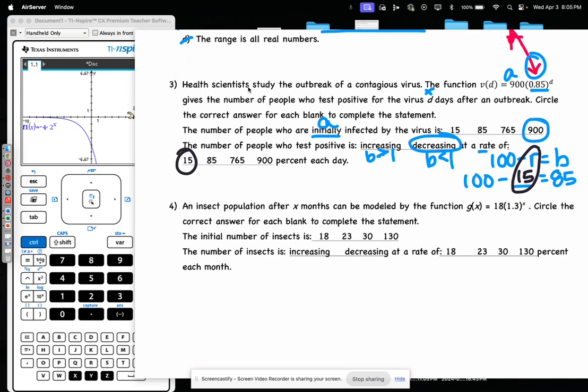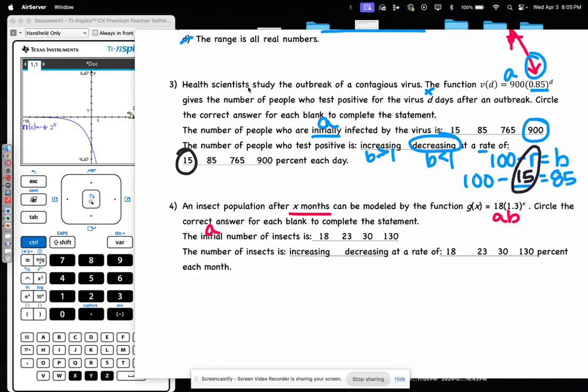The 85% is what stays. This one is also similar to that. It says this is the insect population after X months can be modeled. So again, we have our A and our B. Circle the ones that complete it.